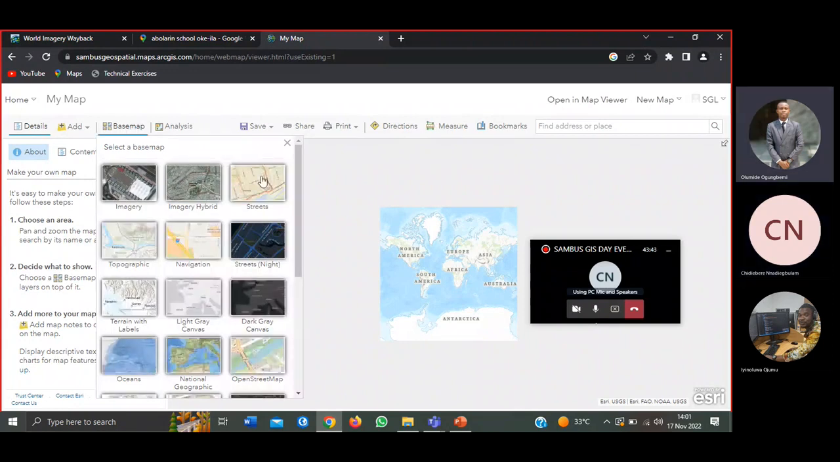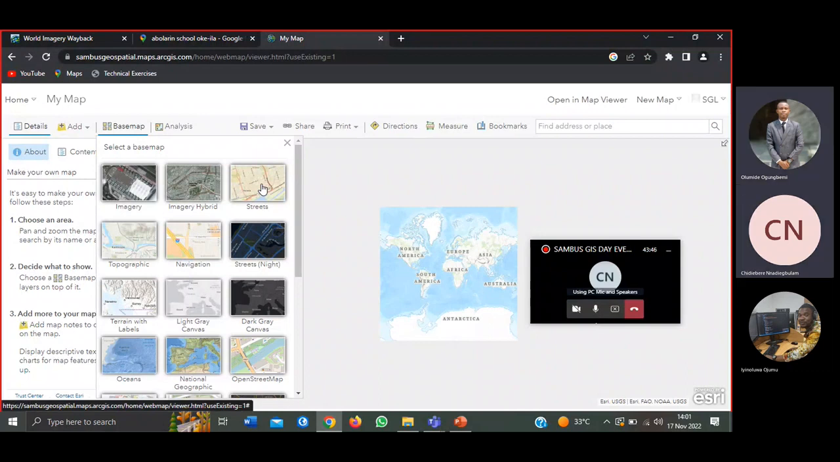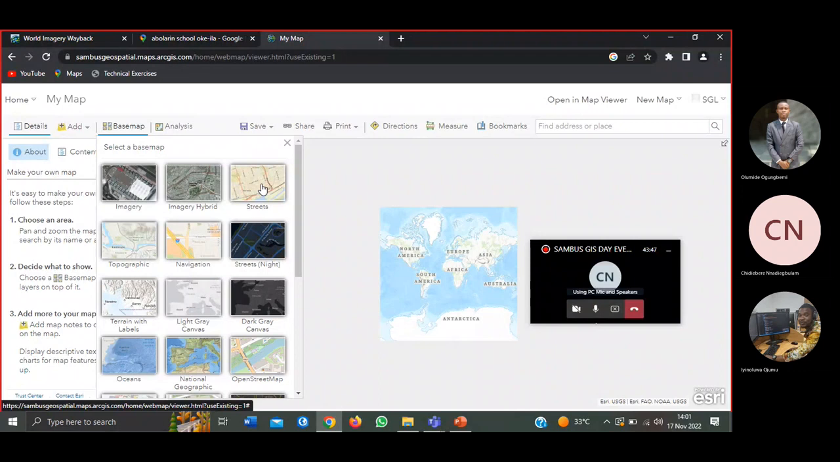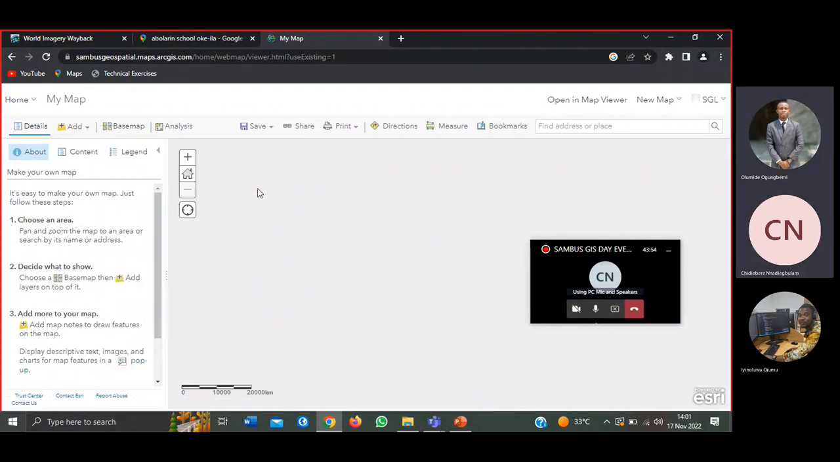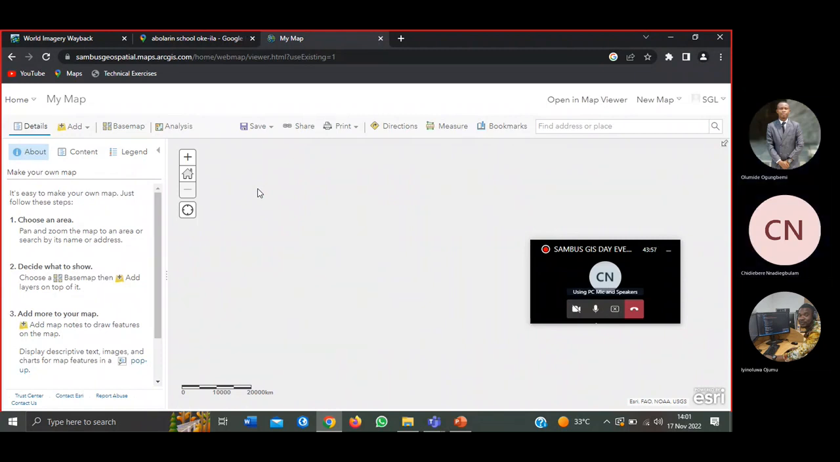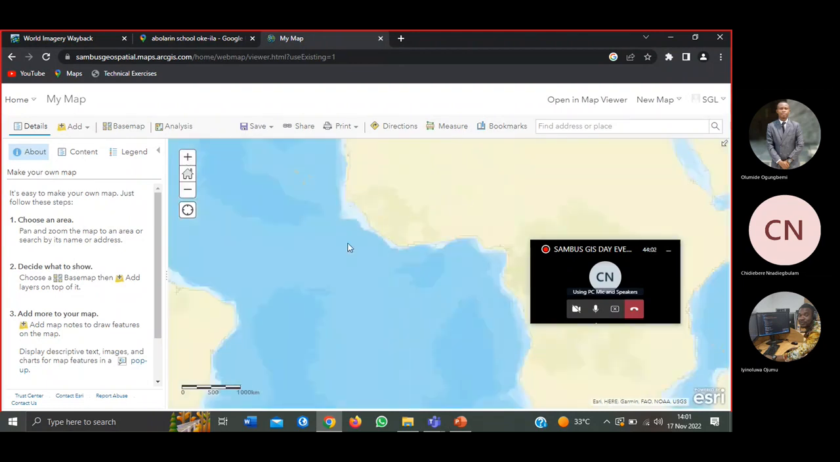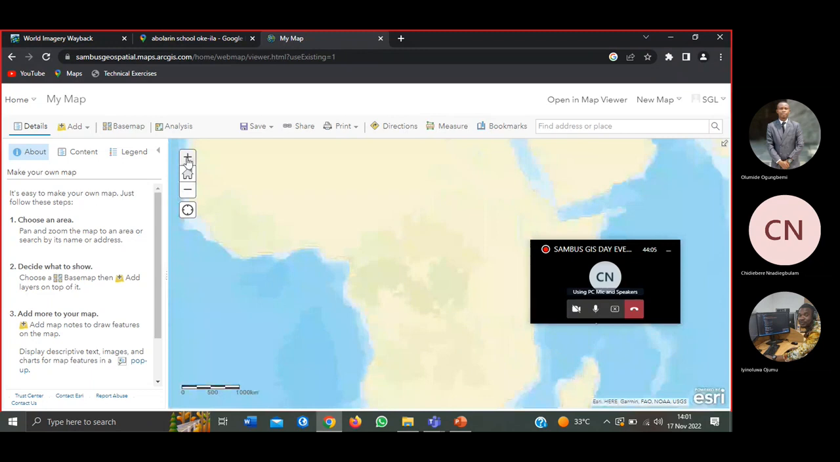You can see here we have streets. For you guys that are doing something on transport, you can make use of this street. You can see we have streets. So I've clicked on that. You see how it will display now. So it's coming up.